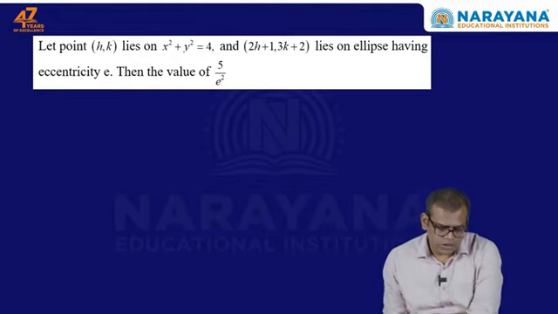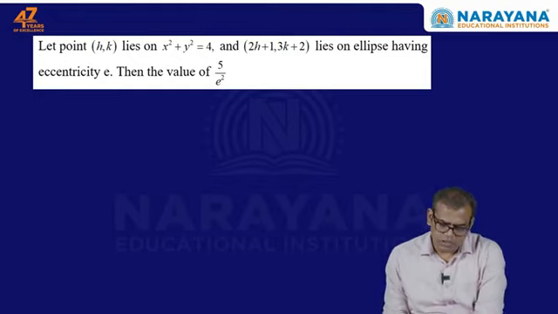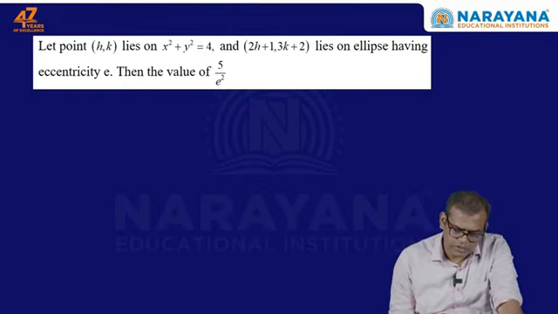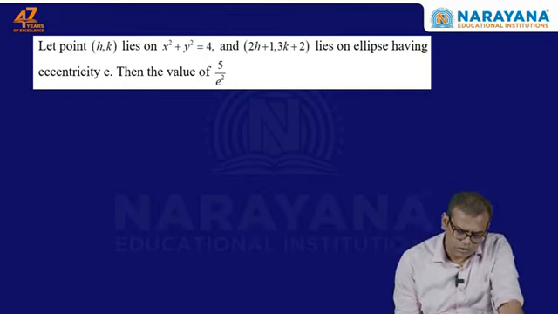This is a question related to the circle and ellipse. It's a very easy question saying h comma k lies on the circle x square plus y square is equal to 4, which is the standard equation of a circle.